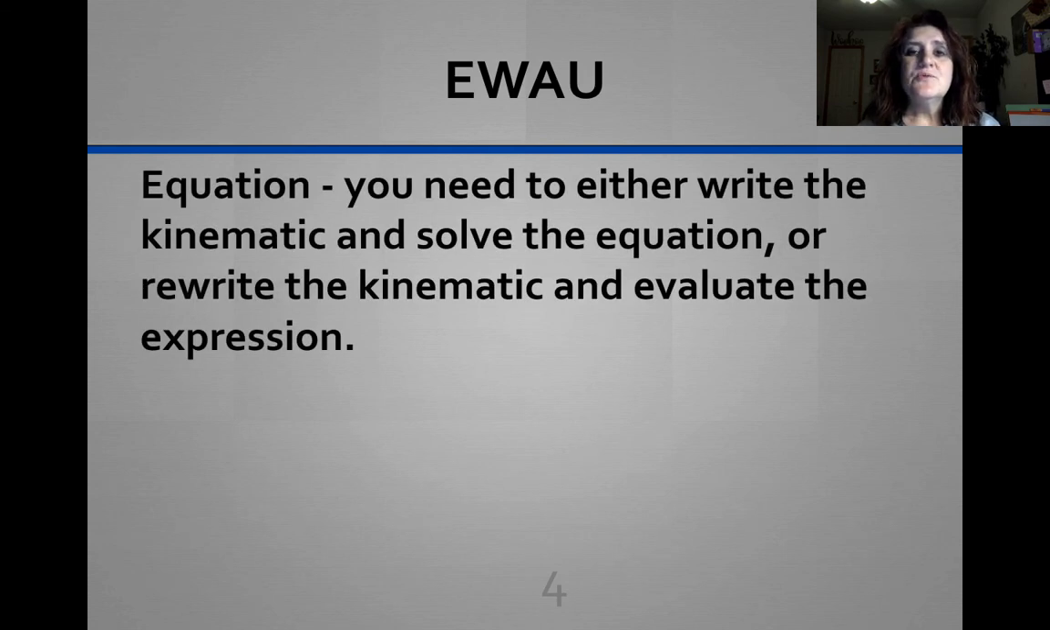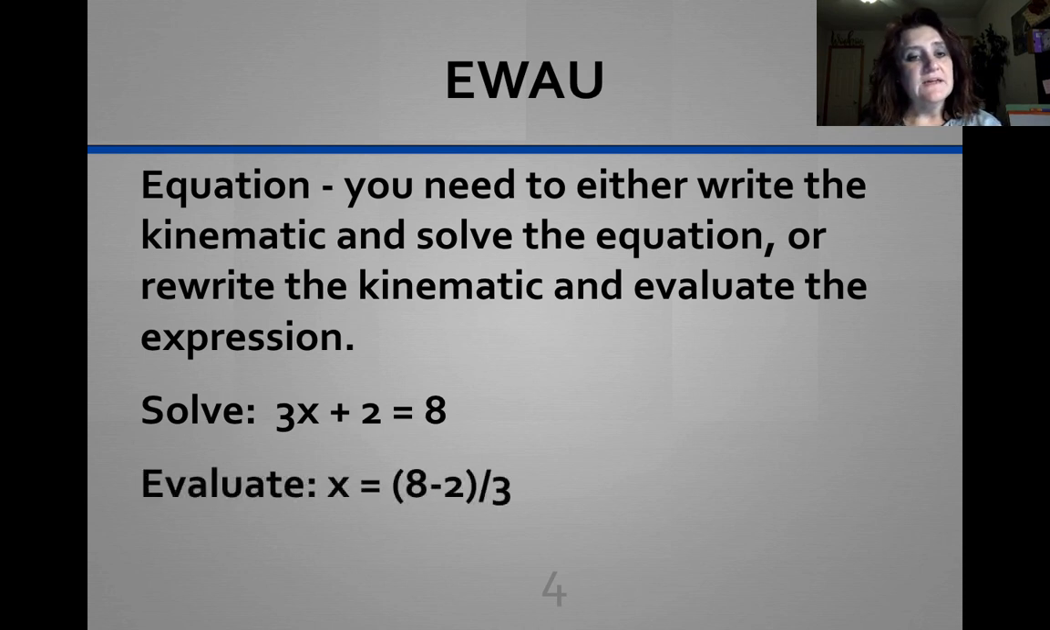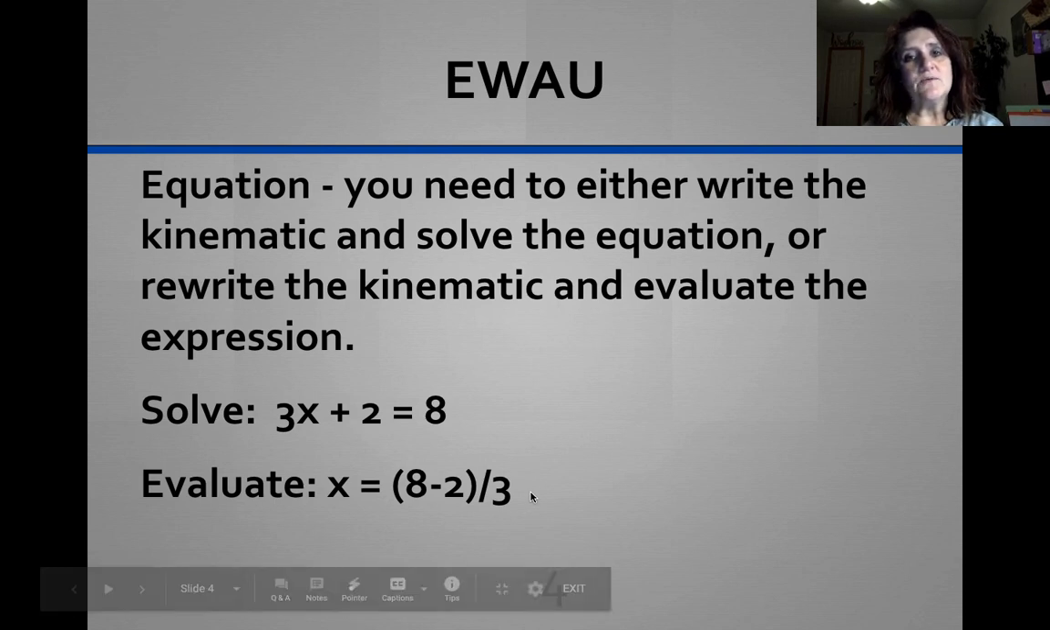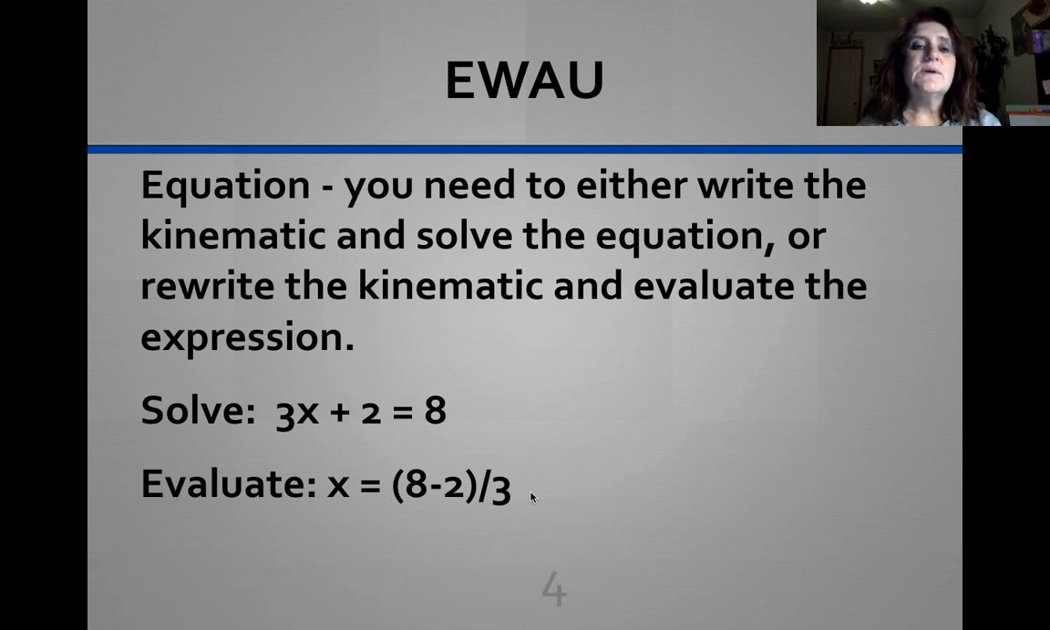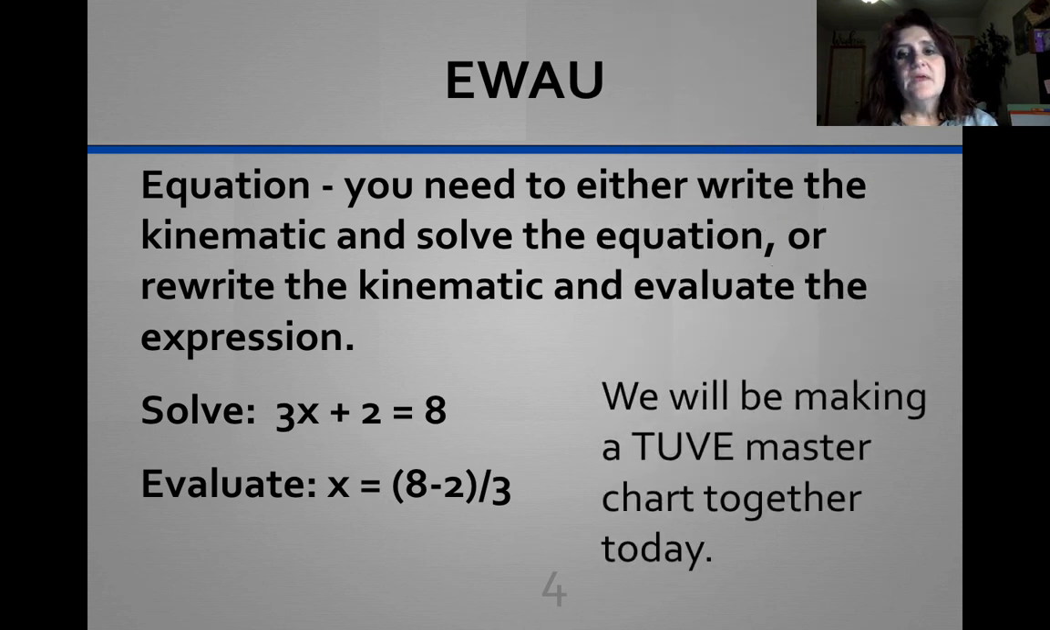The equation that you will either write is the kinematic, or solve the equation, or rewrite the kinematic and evaluate the expression. So if you needed to solve 3x plus 2 is equal to 8, the evaluation of that would be x is equal to 8 minus 2 divided by 3. And some of you are able to solve an equation and others are only able to evaluate. And that's okay. I'm going to give you the rewrites of the kinematics, the literal equations, for your formula sheet for Kinematic 1 so that you can use those. We will be making a TUVE master chart together today.